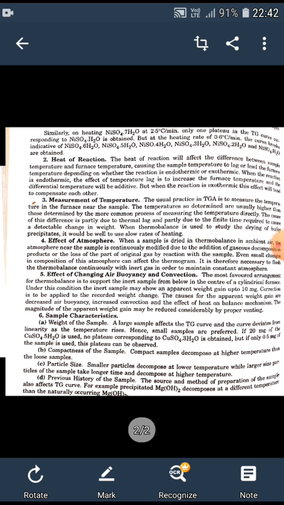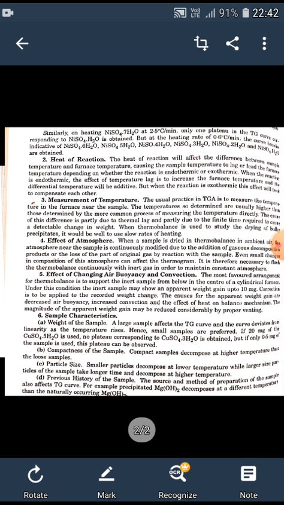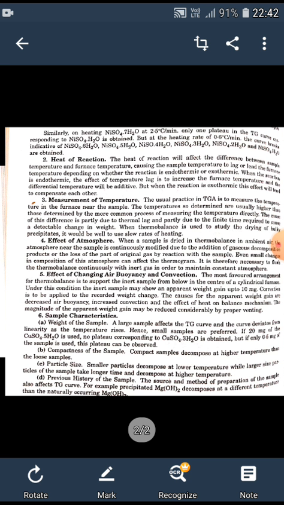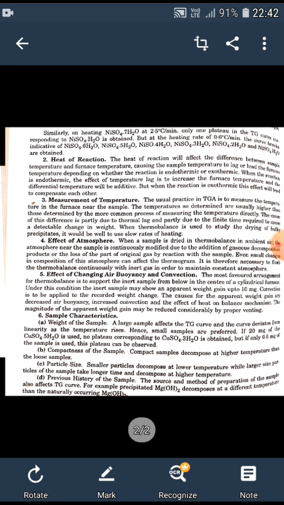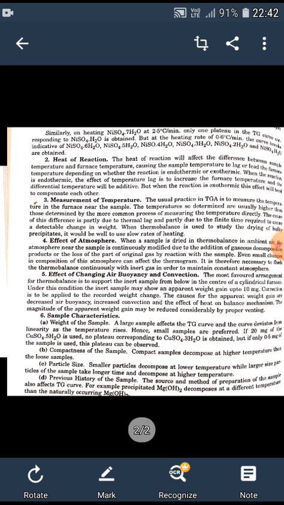The next factor affecting thermogravimetric analysis is the effect of atmosphere. When a sample is dried in thermobalance, the atmosphere near the sample is continuously modified due to the addition of gaseous decomposition products or the loss of part of the original gas by reaction with the sample. Even small changes in composition of this atmosphere can affect the thermogram. It is therefore necessary to flush the thermobalance continuously with inert gas in order to maintain constant atmosphere.